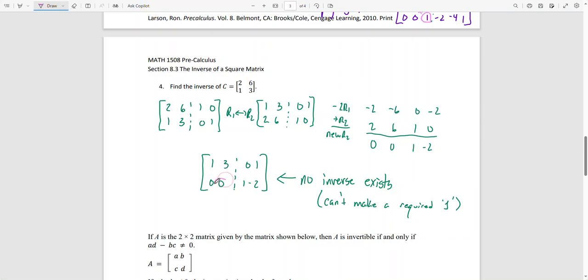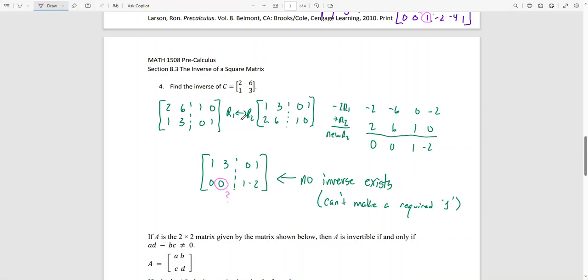But notice I can't make a 1. If I can't make a 1, this inverse process doesn't exist, and so no inverse exists. This matrix is called singular. Singular. It does not have an inverse. It doesn't have a buddy.